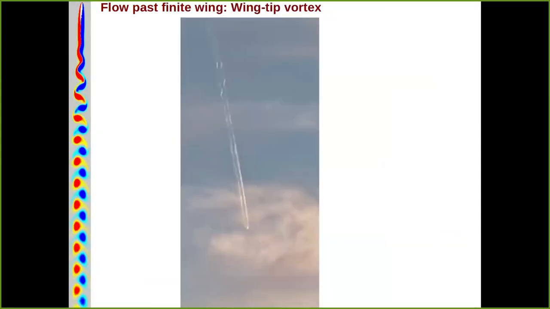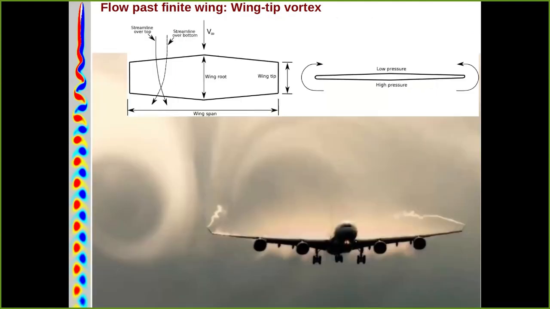We also found something very interesting from CFD. Airplanes have wingtip vortices. This is how airplanes generate wingtip vortices. This is the planform. There is a low pressure on the top and high pressure on the bottom. That's how you get lift on the wing.